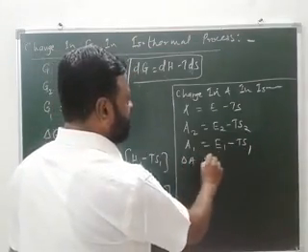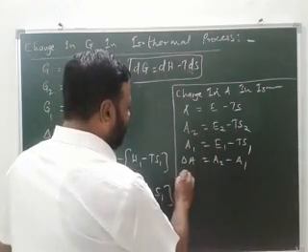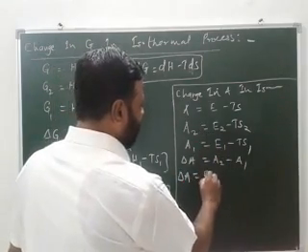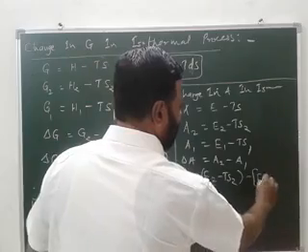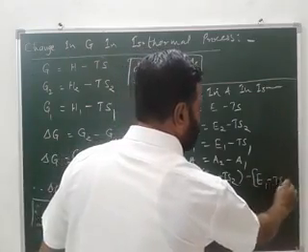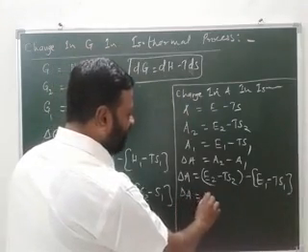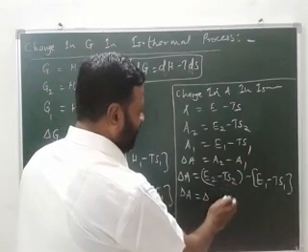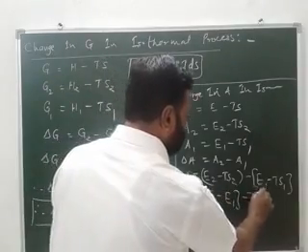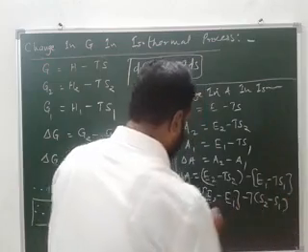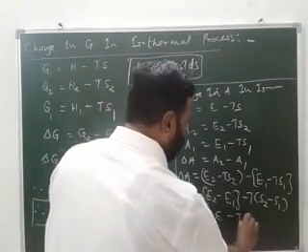Delta A is equal to A2 minus A1. Now we can substitute the values of A2 and A1. Delta A is equal to E2 minus T into S2, minus E1 minus T S1. Next, E2 minus E1 minus T into S2 minus S1. Final equation: delta A is equal to delta E minus T into delta S.